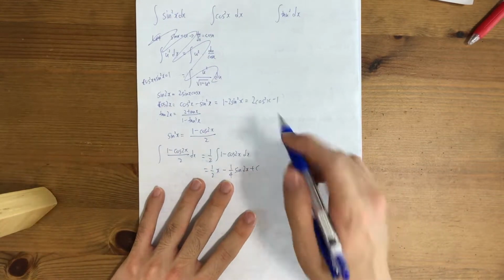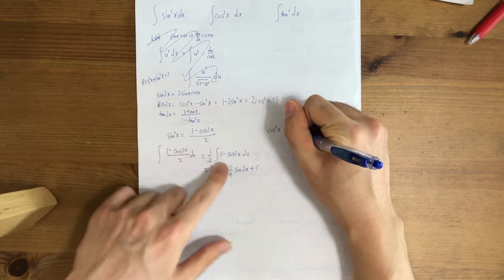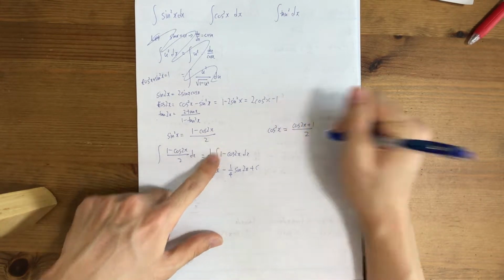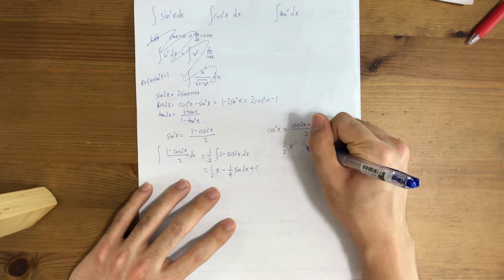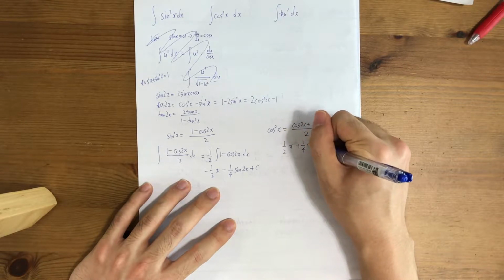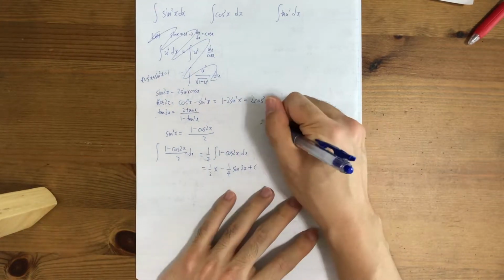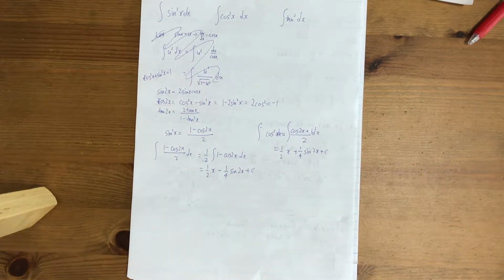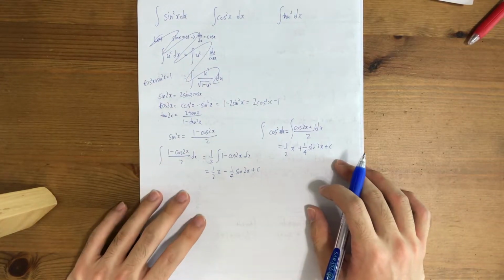And same thing for cosine squared. You guys can try. Cosine squared, that means if you rearrange it, you'll have cosine 2x plus 1 over 2. So this should be your result for integrating cosine squared. Okay, so it's not hard, it's not that difficult. Then what about tangent?